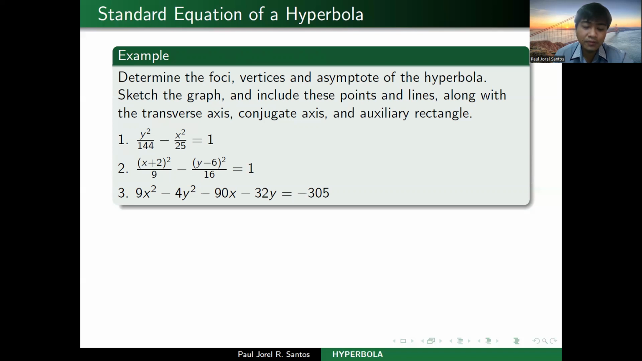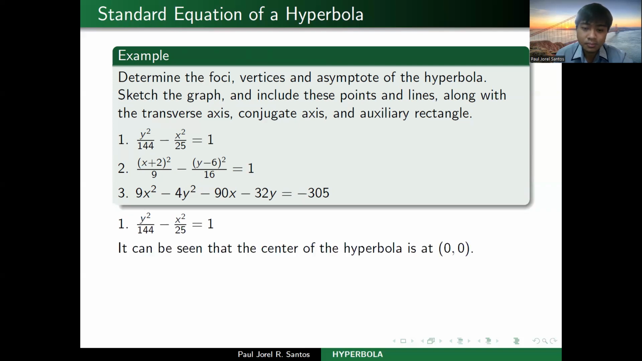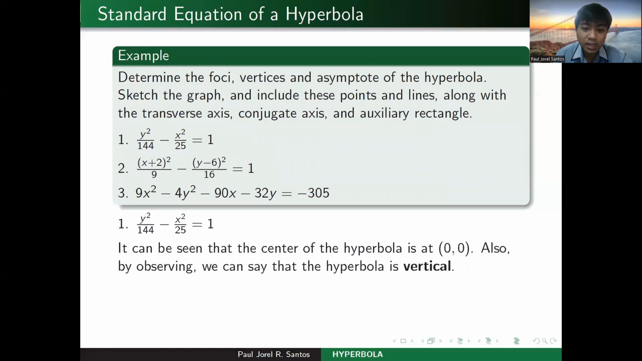y squared over 144 minus x squared over 25 is equal to 1. Now, by observing, it can be seen that the center is located at (0, 0), or at the origin, based on what I have presented earlier. Okay? The center of the hyperbola is at (0, 0). Also, we can say that the hyperbola is vertical because y comes first. Since y comes first, the hyperbola is vertical.